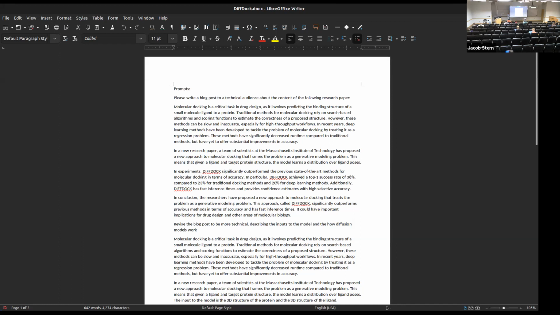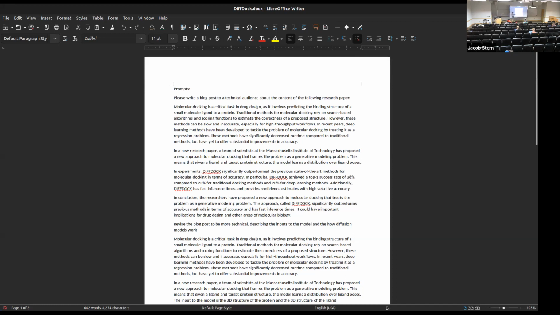In recent years, deep learning methods have been developed to tackle the problem of molecular docking by treating it as a regression problem. These methods have significantly decreased runtime compared to traditional methods, but have yet to offer substantial improvements in accuracy. In a new research paper, a team of scientists at MIT has proposed a new approach to molecular docking that frames the problem as a generative modeling problem. So, etc. All of that is 100% factual. I can tell you from my experience of having read the literature. But this wasn't quite as technical as I usually like to go in my blog post.